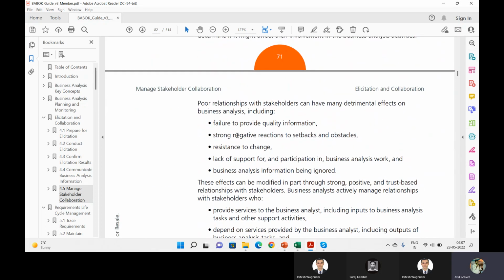Before I go to the picture, what does it say? Poor relationship with the stakeholder can have a detrimental effect on business analysis activity. If you don't connect on a regular basis, then there will always be a disconnect, which can result in failure to provide quality information and a strong negative reaction to setbacks. This happens many times, I saw this actually.